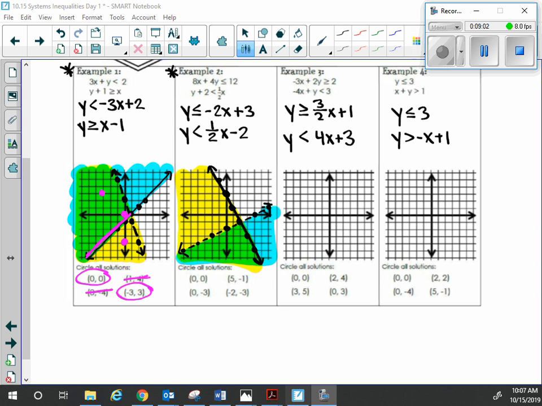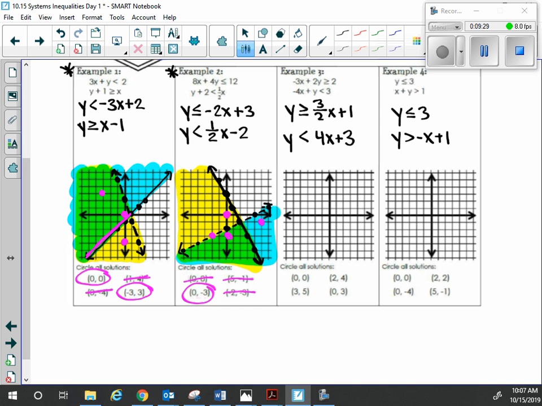No. So 0, 0. No. Works for one, but not both. 0, -3. Yes. 5, -1. No. -2, -3. Oh, it's on what kind of line? A dashed line, so that does not work.